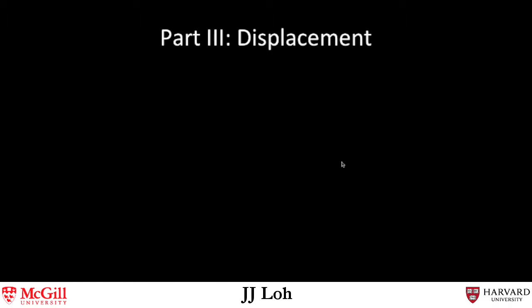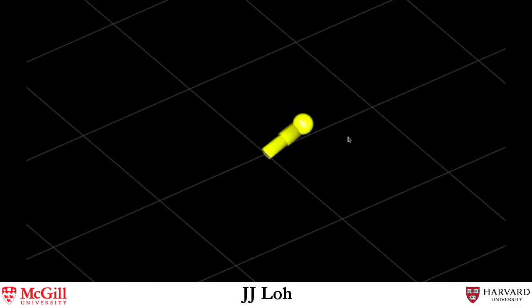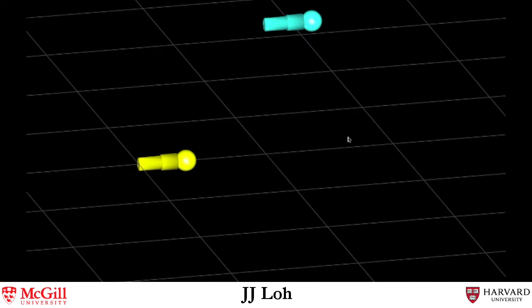Part 3. Displacement. When we animate objects, displacement is always after rotation. This is important because if we take Jimmy and we rotate him first and then displace him, we get a much different answer than if we displace him first and then rotate. This is because the center of rotation will always be 0, 0, 0. So we must rotate first and then displace.